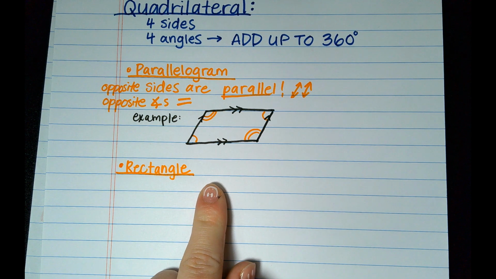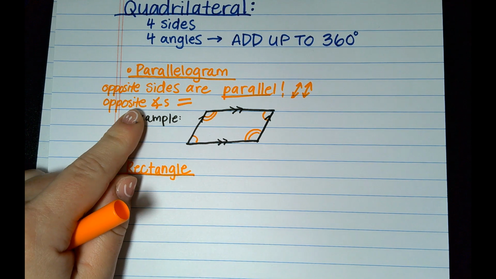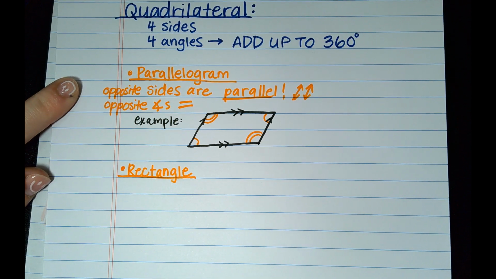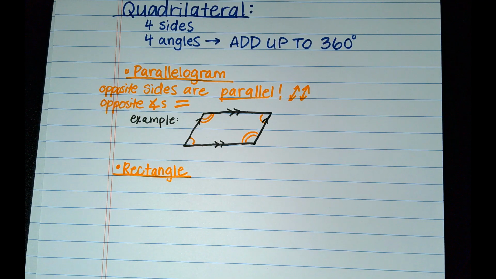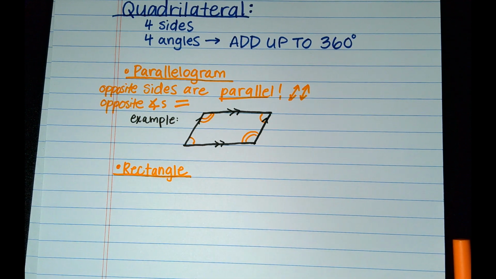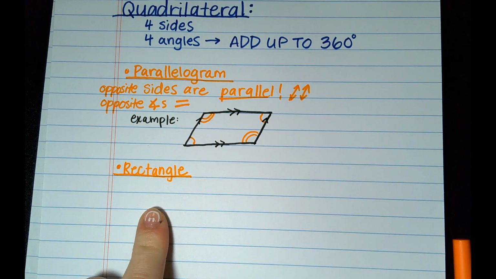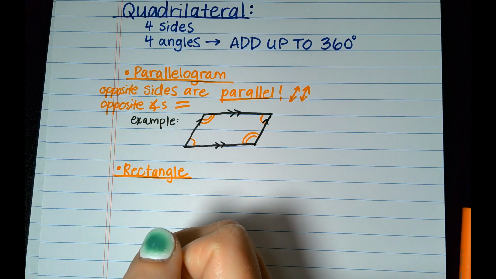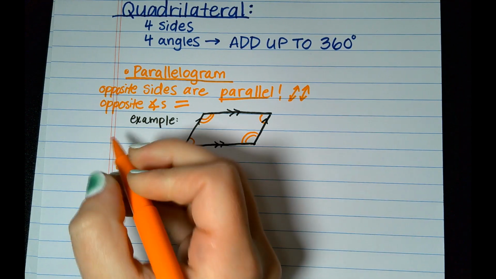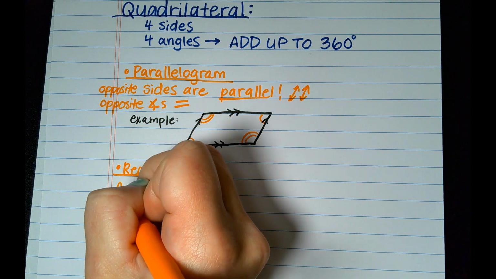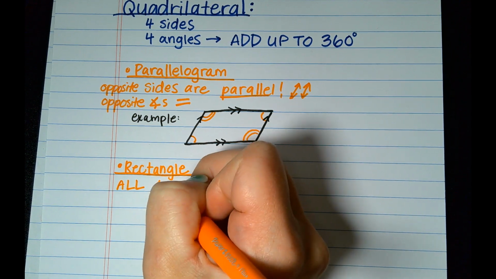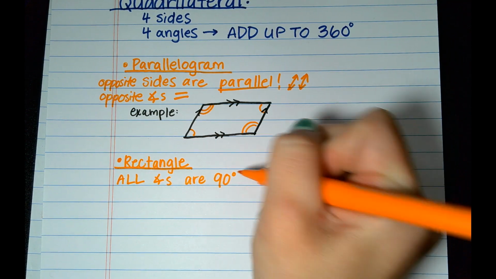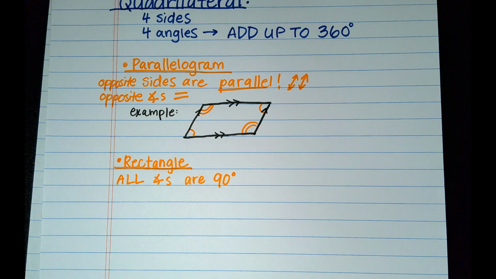Now a rectangle is a parallelogram, believe it or not. A rectangle has opposite sides that are parallel and opposite angles are equal, but now we're adding another specification. In a rectangle, all angles are 90 degrees. So you will have all angles 90 degrees.